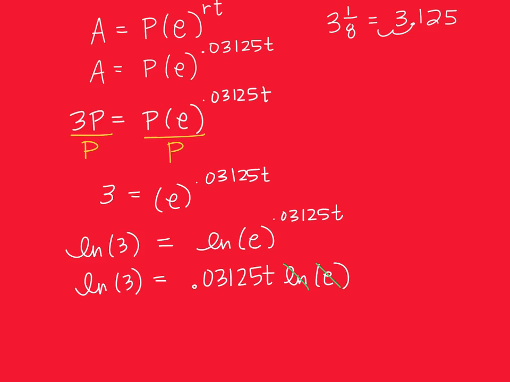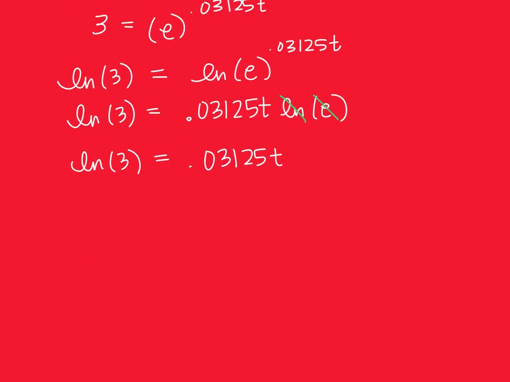And so all I'm left with is 0.03125t because the ln and e reduced each other away. So my only final move is to divide by that decimal, 0.03125. All right, so now's your chance.